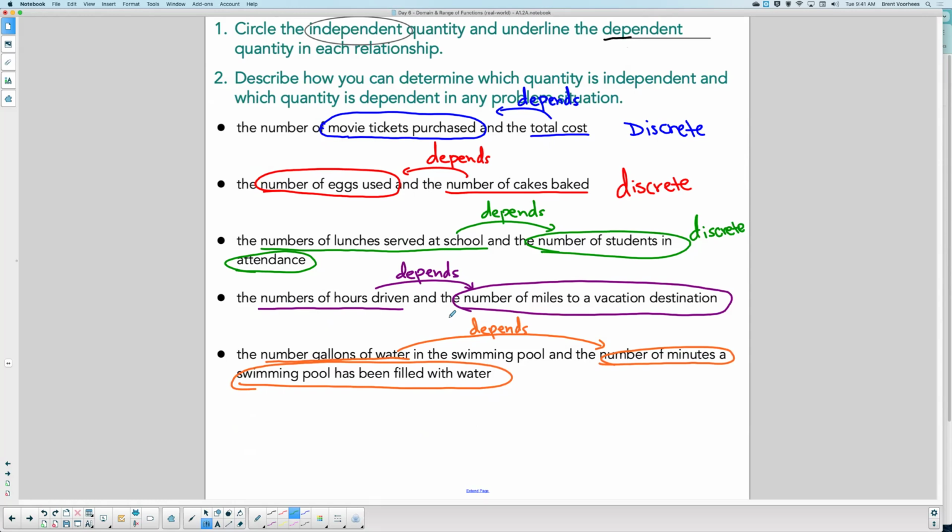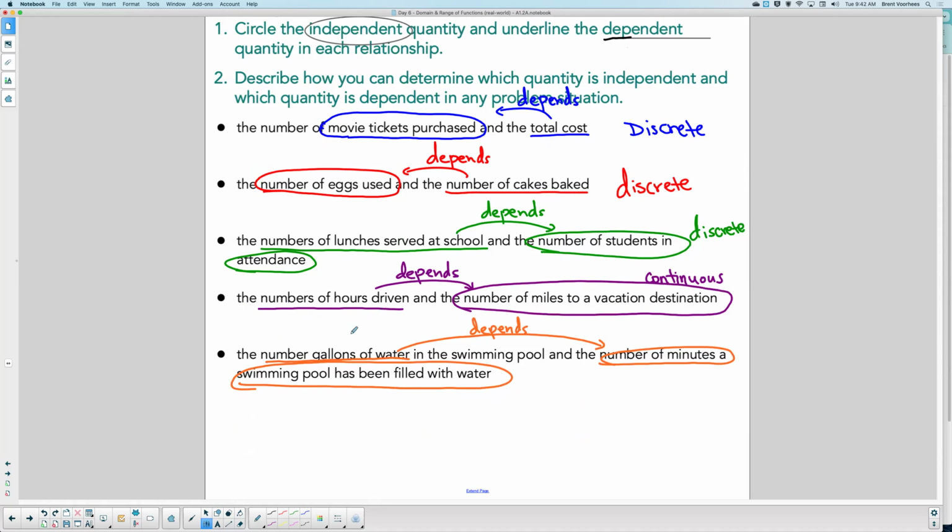The number of hours driven. So how long would you drive? Time is kind of like a measurement. It's a little bit different. Don't think of a tape measure, but you would measure on a clock how many times it's gone around the clock, and so on. So this would be measurable, and so this you would call continuous. This one would be continuous. What's tricky is they say the number.